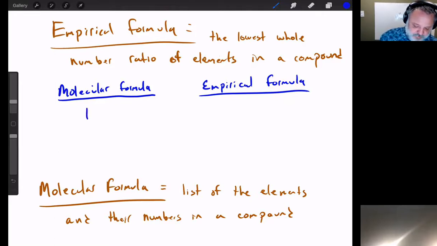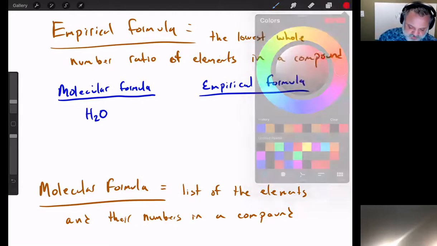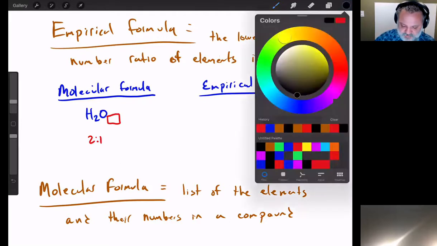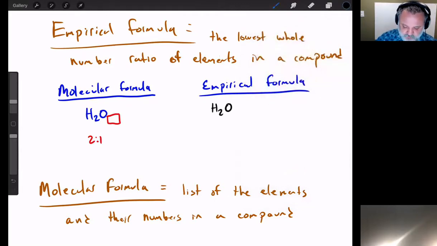Molecular formula. Let me give you an example. H2O. What is the lowest whole number ratio of elements so that I can determine the empirical formula? Well, don't forget, what is the number that's here that's not stated? We don't write it down, right? It's 2, exactly. It's 2 to 1. Is that the lowest whole number ratio already? Yes, right. You can't lower any of those values any further to get whole numbers. So the empirical formula of water is also H2O.